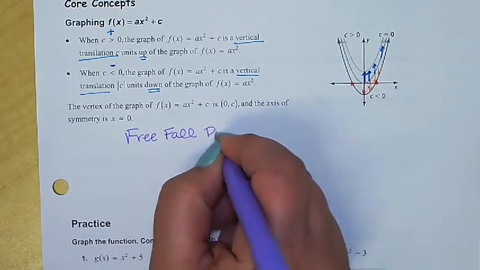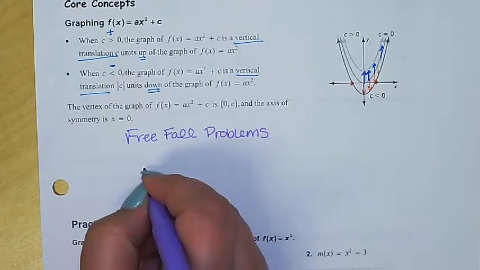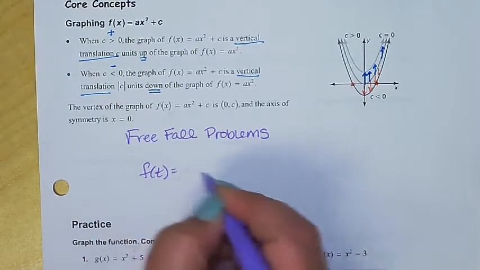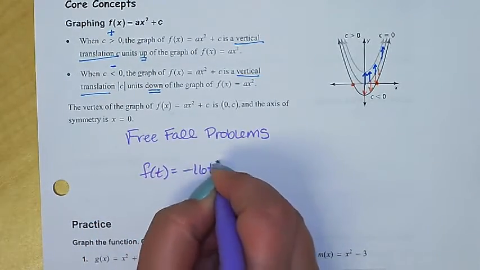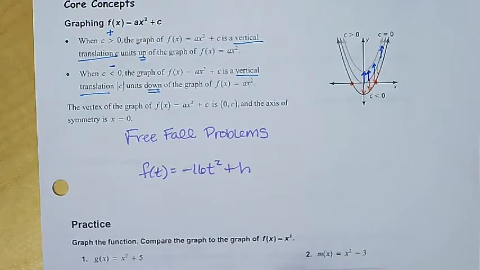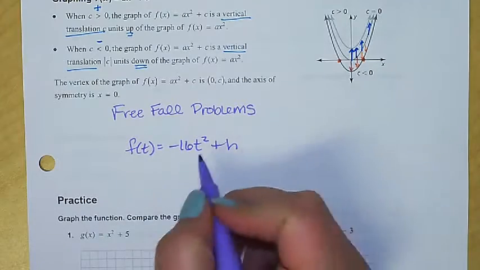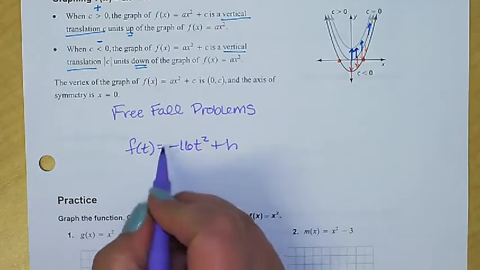So for free fall problems, your function is going to be negative 16t squared plus h, where h is the initial height. Just trust me on this one, they're going to expect you to know it. This has to do with gravity right here.